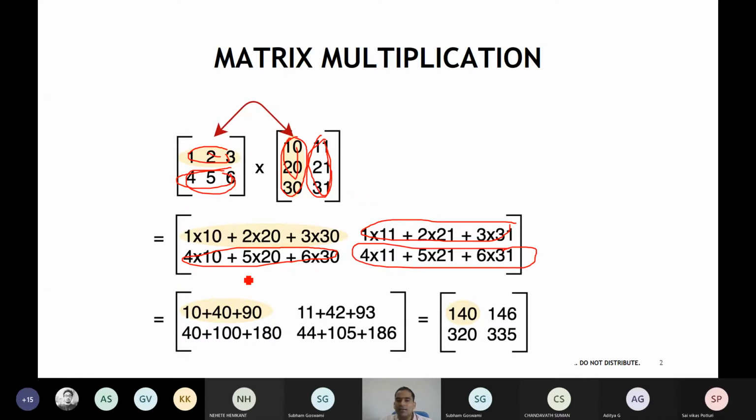In this way, this is a 2 into 3 matrix, this is a 3 into 2 matrix. So when we multiply a 2 into 3 matrix with a 3 into 2 matrix, we get a 2 into 2 matrix. And the computation of one element is shown here with this shading. So I hope everybody knows what matrix multiplication is.